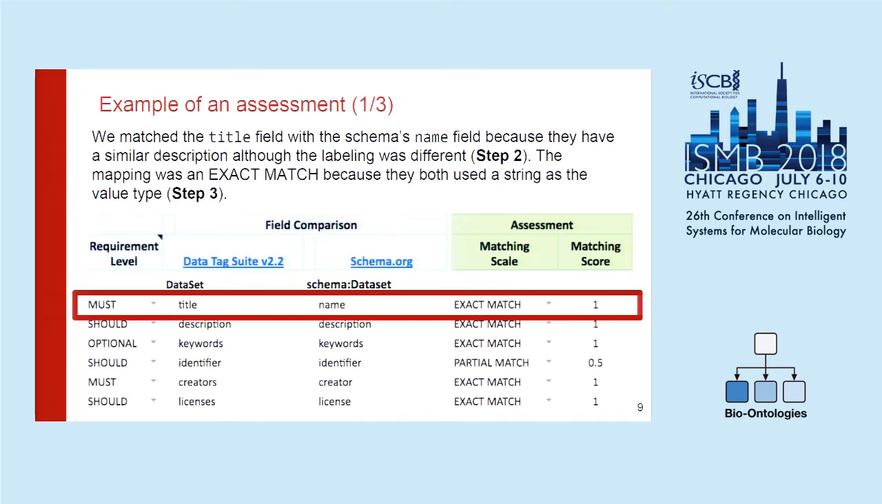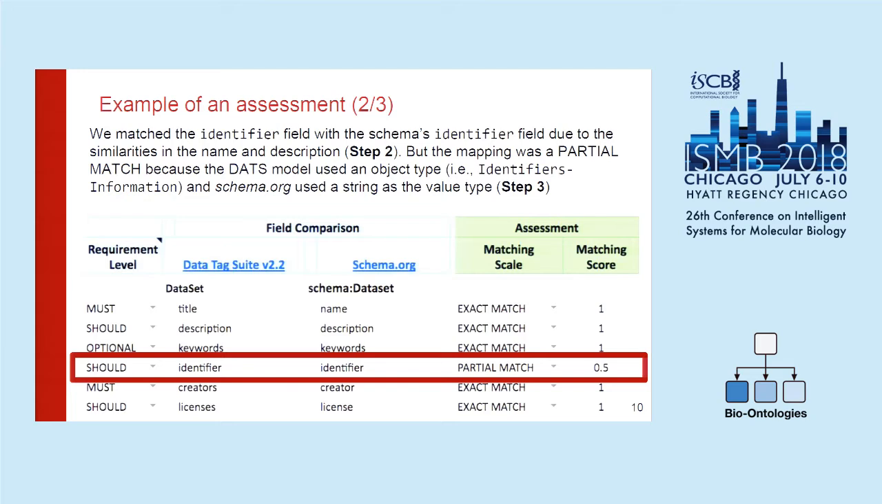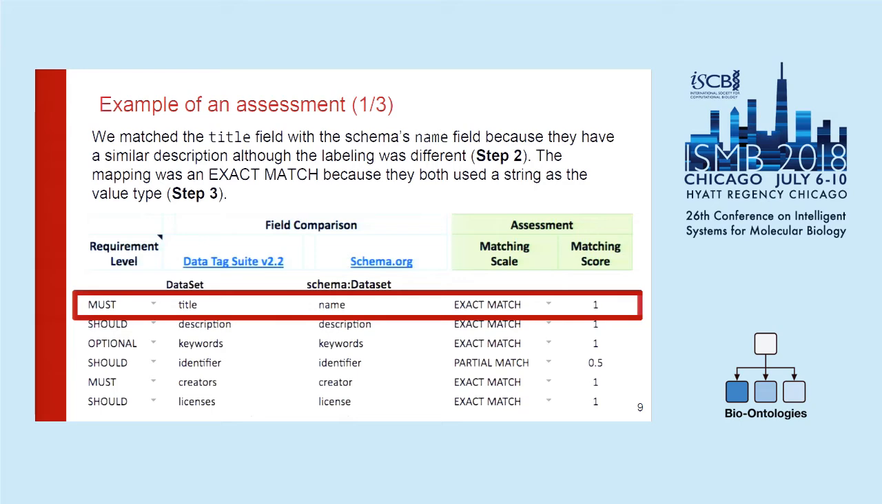value type. In the other example, we have identifiers. They are both sharing the same name and also descriptions. We found similarities. But if you look at the value type for the identifier for the DATS model, it uses an object called identifier information, and schema.org just uses plain text. So in this case, we categorize it as a partial match. With the partial match, we have a score of 0.5. I forgot to say that for an exact match, we use a matching score of 1.